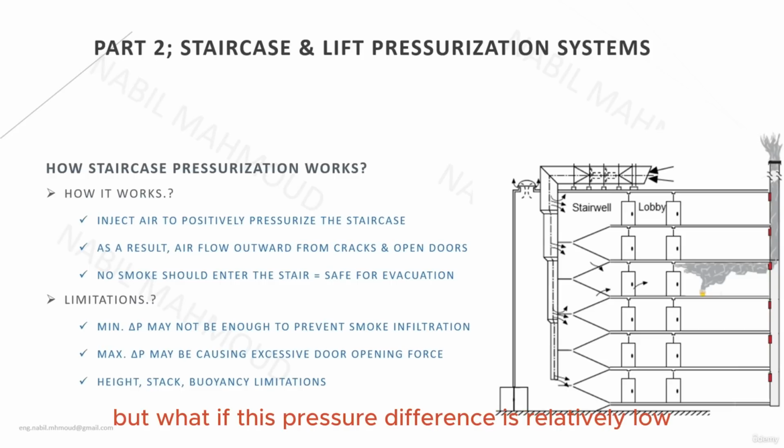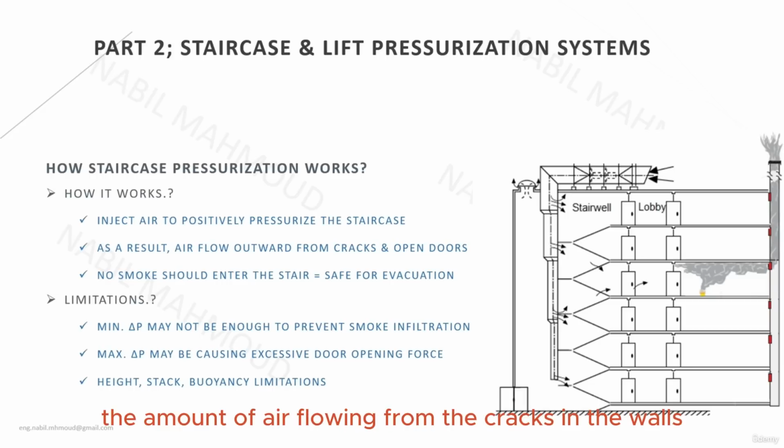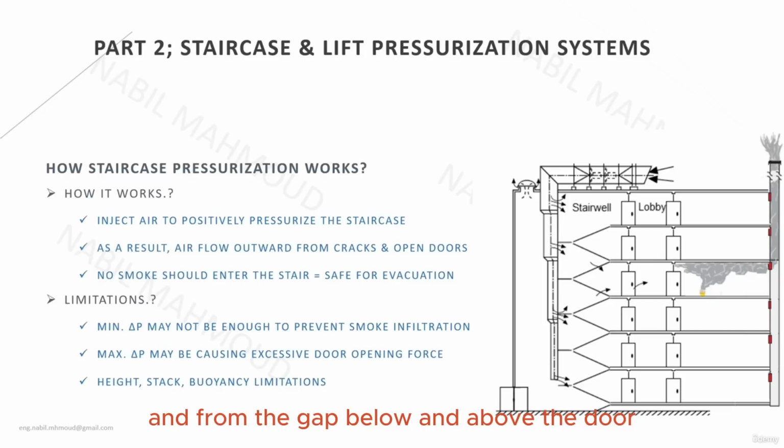Okay, but what if this pressure difference is relatively low? This will mean that the limitations will be exceeded very easily. For example, if you have a positively pressurized staircase, and you open more than one door, what will happen? You will lose the pressurization value if you chose a very small pressurization value. What will happen also if you choose a very small pressurization value? This means that in some cases, the amount of air flowing from the cracks in the walls and from the gap below and above the door may lead to equalization of the pressure difference if the pressure difference value you choose is very low.